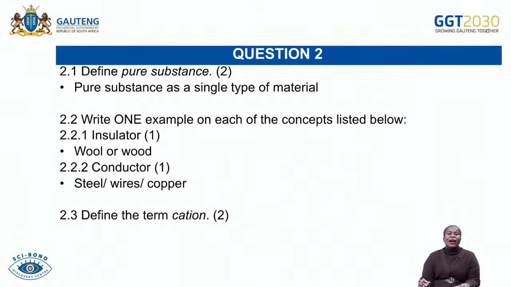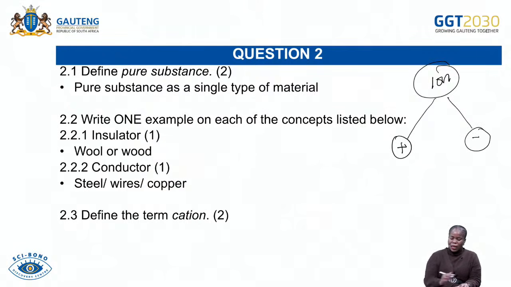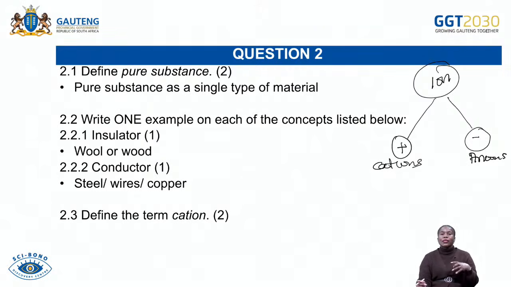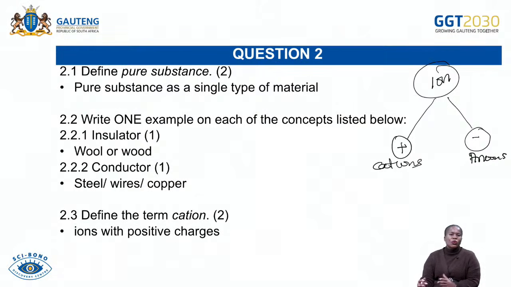And then define the term cation. I always say these are ions, and these ions are positively charged ones and negatively charged ones. The positive ones are what we call cations. The negative ones are what we call anions. So cations are just positively charged ions. Ions with positive charges. That's it.